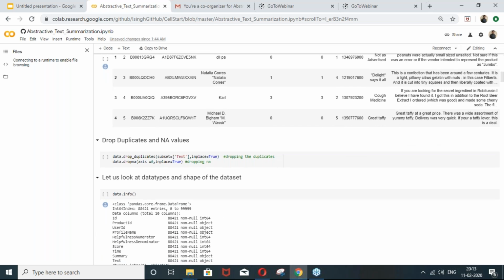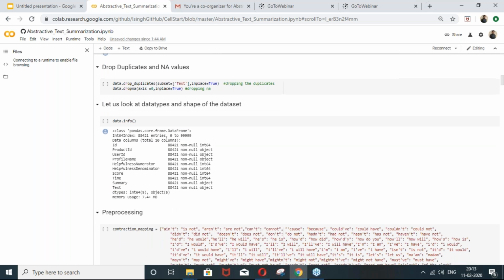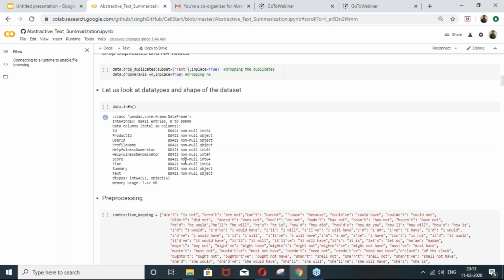First of all, we have to delete the duplicates. Whichever are duplicates, we have to delete them, and wherever a value is empty, we have to handle that too. So we did that, and after removing the NA values and repeated values from the 1 lakh, we have got 88,421.